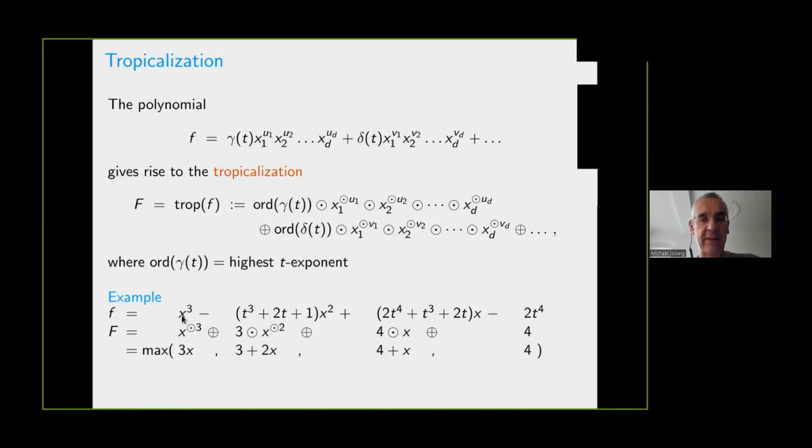Let's do this as an example. Now I'm just taking a univariate polynomial in one variable x. It is a degree 3 polynomial in x, and the leading coefficient is 1, and then the second coefficient is t to the third plus 2 to the t plus 1, and so on. Now I'm tropicalizing this term-wise. For instance, here the leading coefficient 1 gets mapped to 0. So this is 0 plus x to the third. And here the 3 gets mapped to 3, so it is 3 plus x to the second, and so on. So I get 4 original terms, 4 new terms.